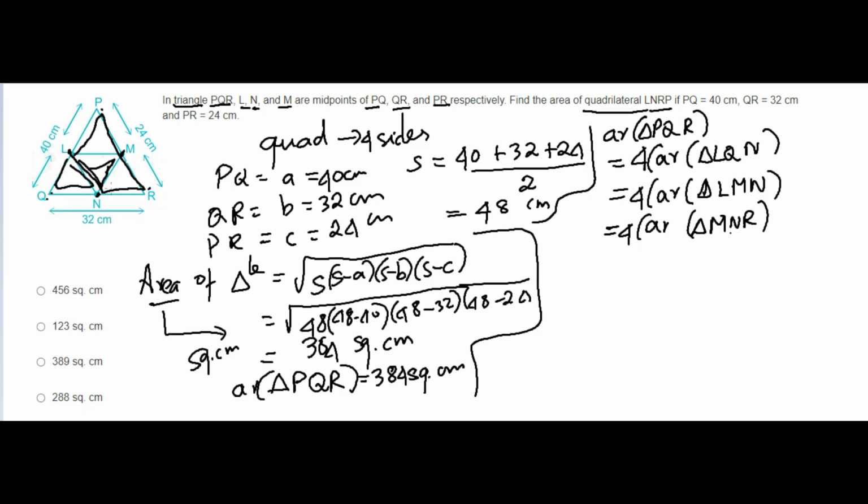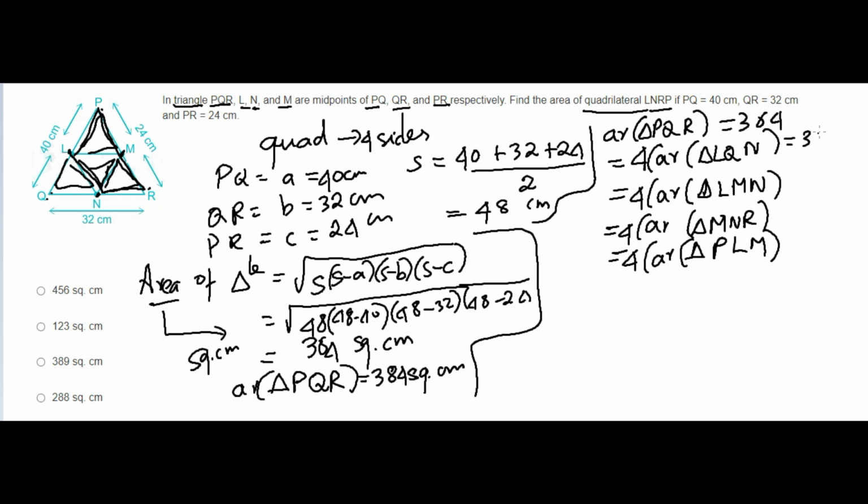Okay, so please consider this triangle MNR, and that also is equal to 4 times the area of triangle PLM. Try this one, the topmost triangle PLM. So all are equal to the area of PQR, right? What's the area of PQR? You know, 384 square centimeters.